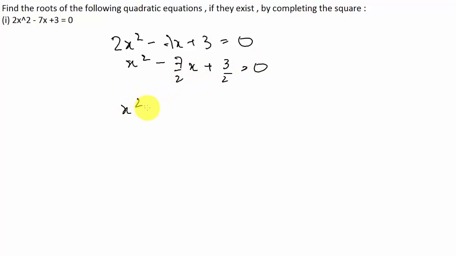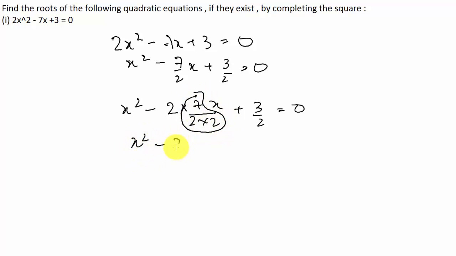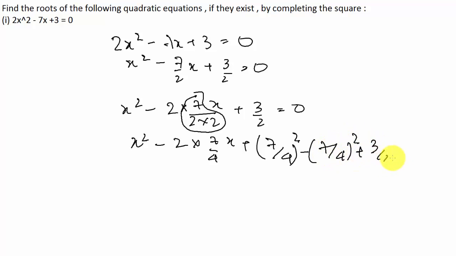Now you're gonna do x squared minus 2. You're gonna multiply and you're gonna divide. And there's an x over here. Plus 3 by 2. Okay, now just remember this part. Now this is 7 by 4. So x squared minus 2 into 7 by 4 x plus, now you're gonna do this, 7 by 4 whole square minus 7 by 4 whole square plus 3 by 2 equal to 0.